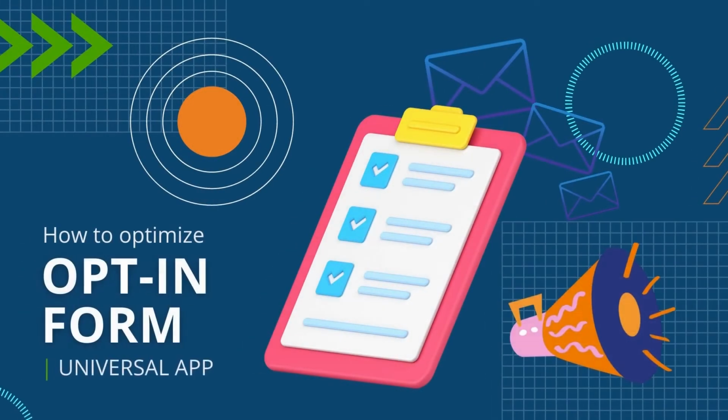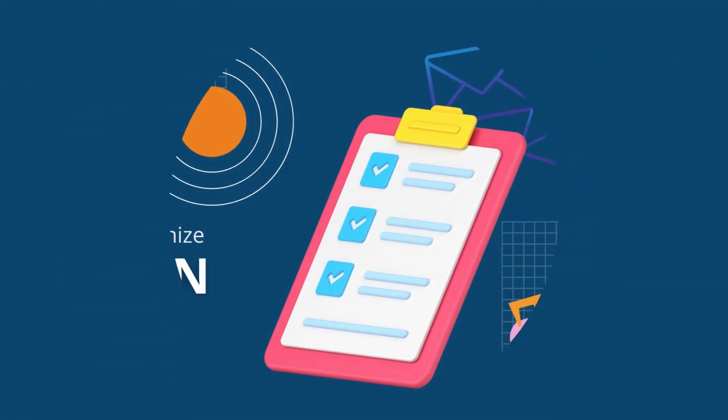Adding an opt-in form to your Universal app is very useful for both of you and your readers. By filling this form, you can collect valuable information from your readers.